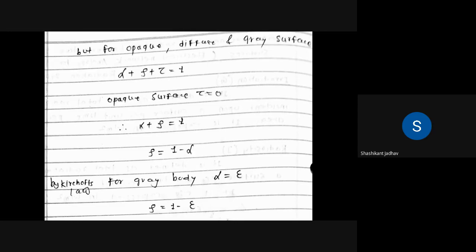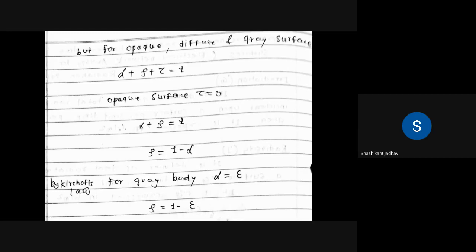So by the Kirchhoff's law for gray body, alpha is equal to epsilon, that is absorptivity is equal to emissivity. Okay, so write down, by Kirchhoff's law for gray body, alpha is equal to epsilon. Absorptivity is equal to emissivity.